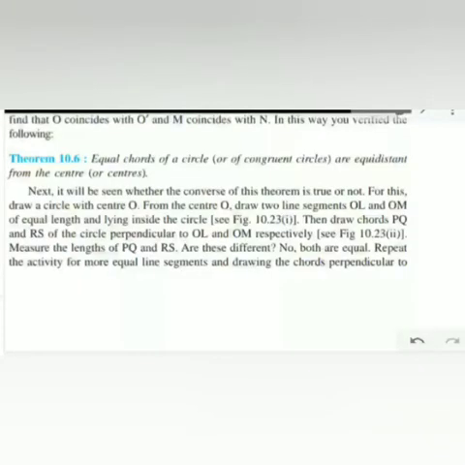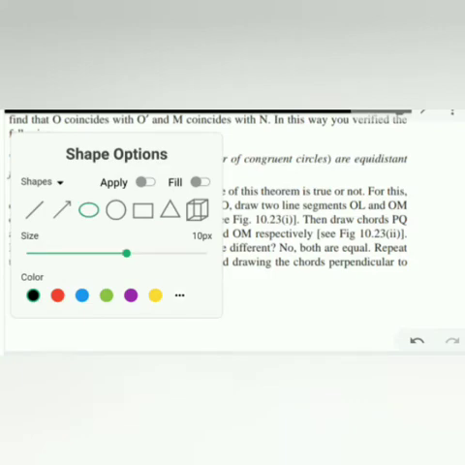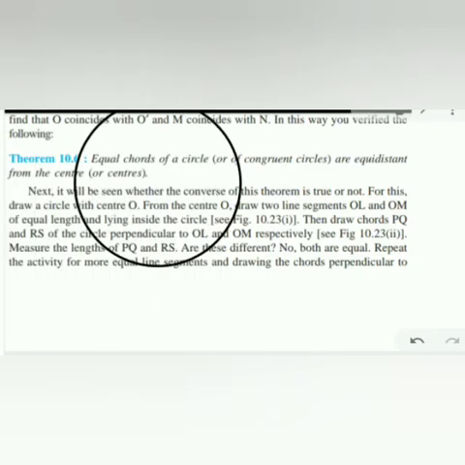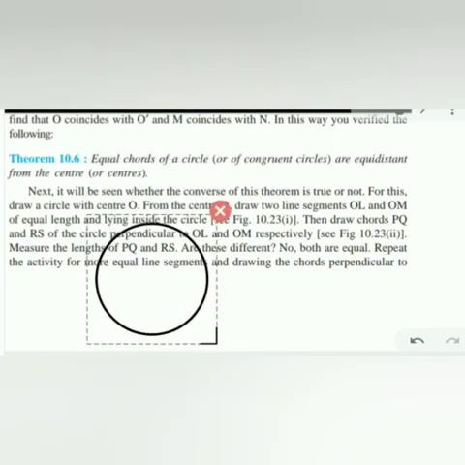As you can see, this is theorem 10.6. It says equal chords of a circle are equidistant from the center. That means if chords are equal, say 5 centimeters, and we are taking chords equidistant from the center, then their distance from the center will be the same. What are they trying to say? Suppose you are drawing a circle; I drew this one circle, okay, let me draw another circle over here.